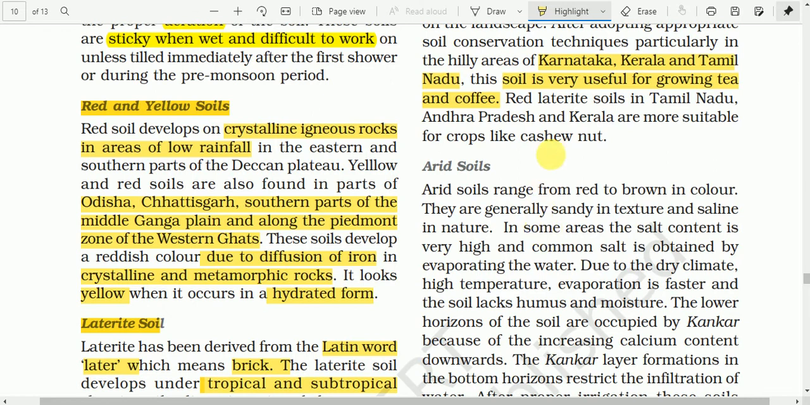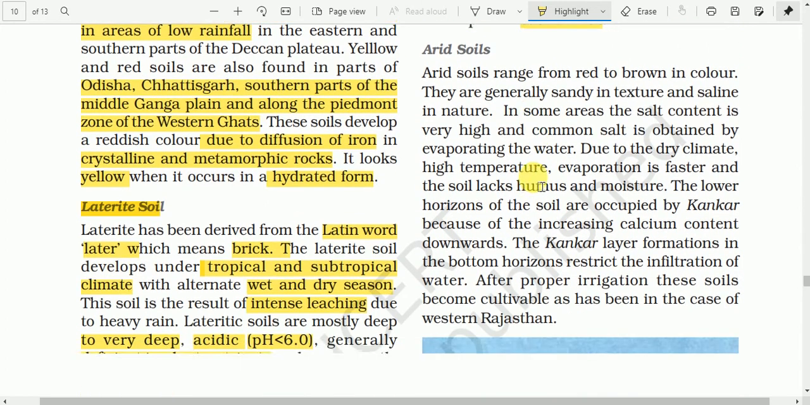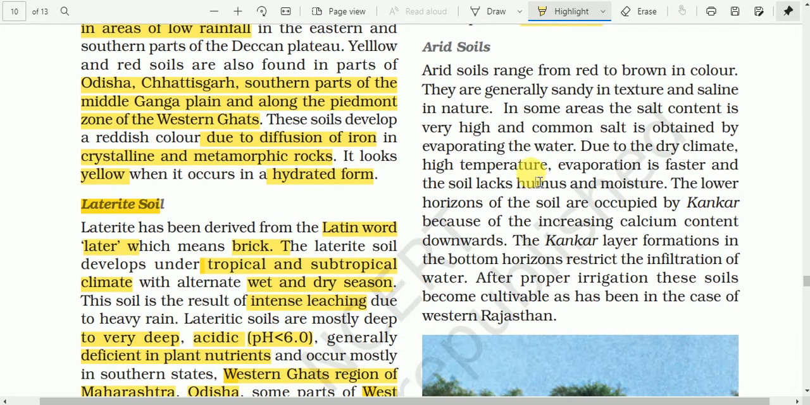Laterite soils in Tamil Nadu, Andhra Pradesh, and Kerala are also suitable for growing crops like cashew nut. In these states, laterite soil is used for growing cashew nuts. So any question, boys and girls, about laterite soils? Nobody is responding. Okay, then let me proceed.